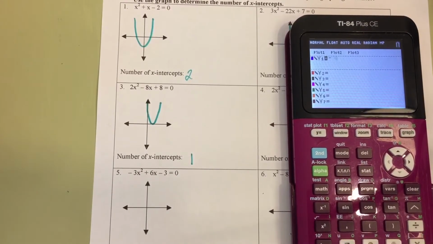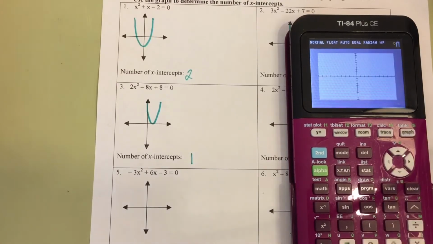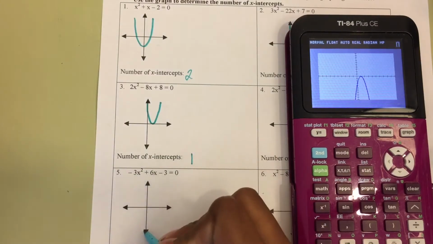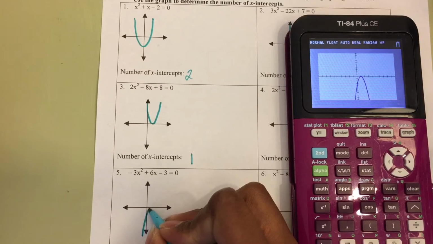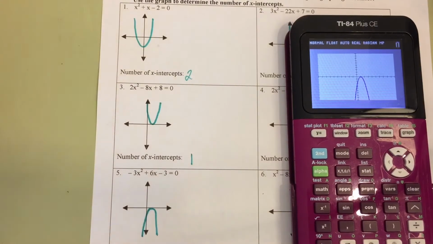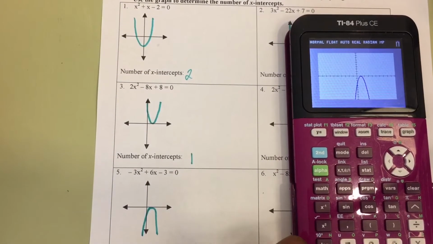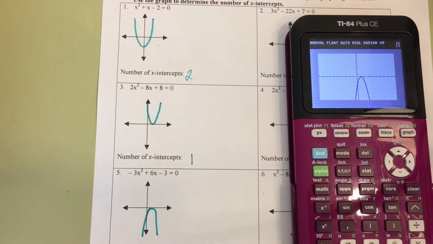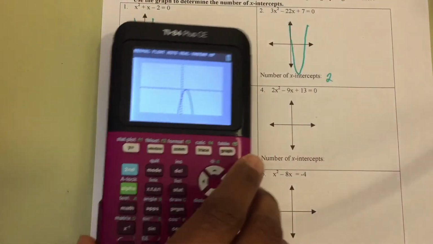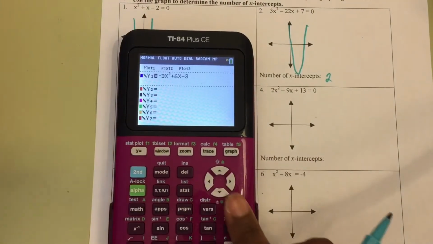Sorry, negative 3x squared plus 6x minus 3. Okay, so this one, because it's a negative a value, is going to come up and come back down. And the number of x-intercepts, still 1 on this one. And then we'll jump back over. That way, again, I didn't have to keep moving the calculator back and forth.